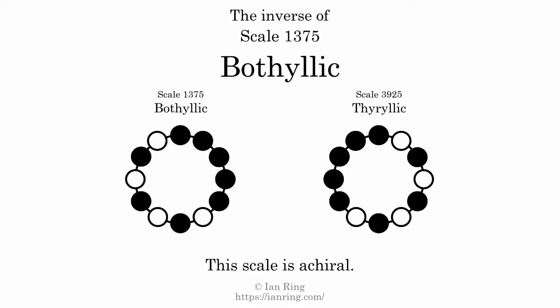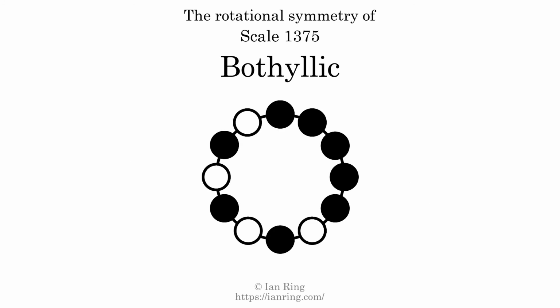The inverse of a scale is a mirror image. It is what you get when the sequence of intervals is reversed. The inverse of this scale is scale 3925, also known as Bothyllic. This scale is achiral, since it can transform into its own reflection by a rotational transformation. This scale has no rotational symmetry.